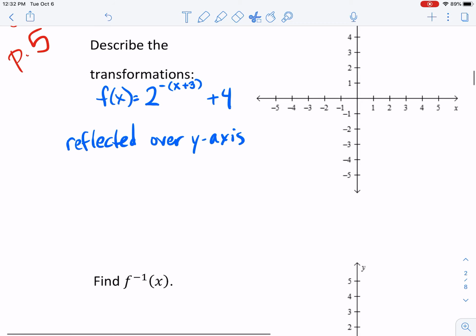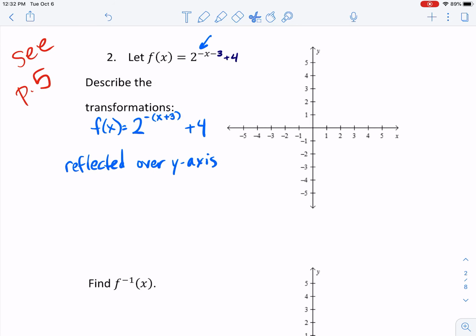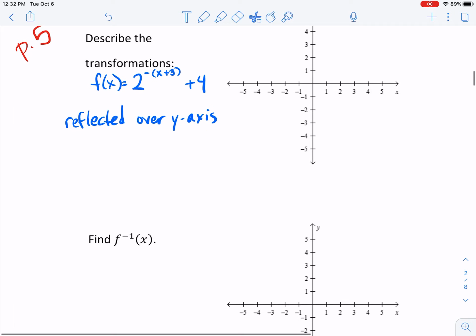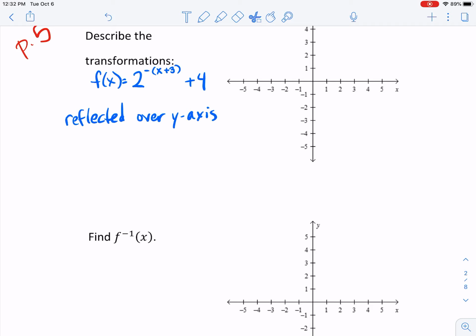So looking at this one, it's been reflected over the y-axis. So now this tells us that it's going to be a decay, and we kind of work off of that. Okay. Then we also know that this was shifted left 3 and up 2.